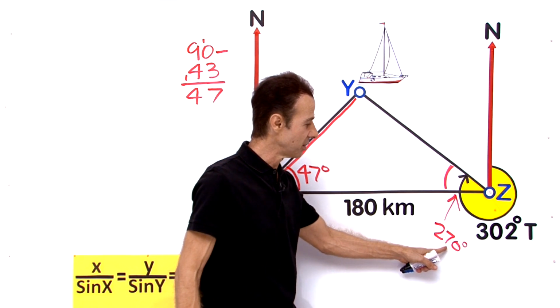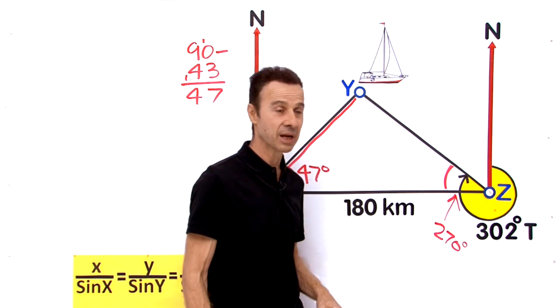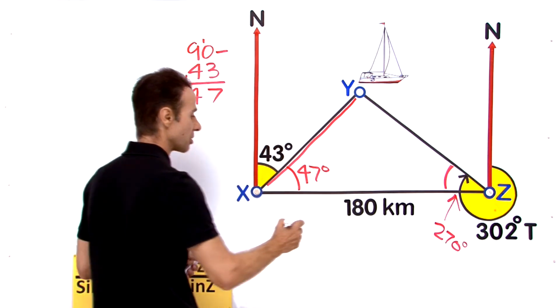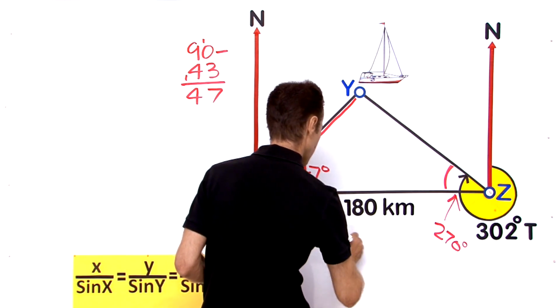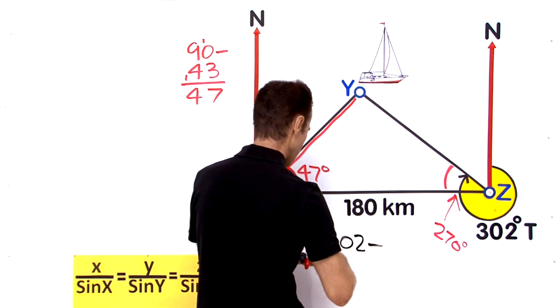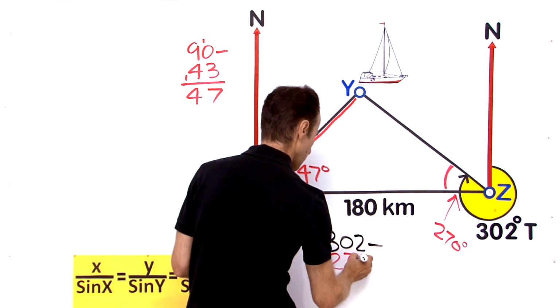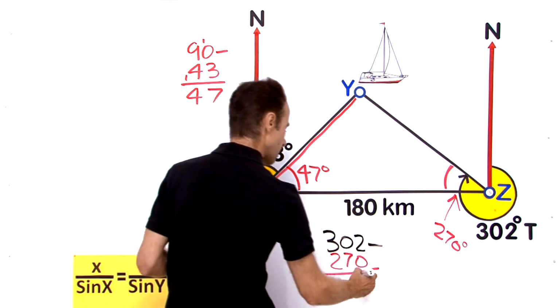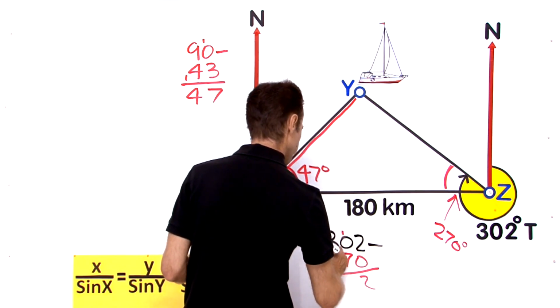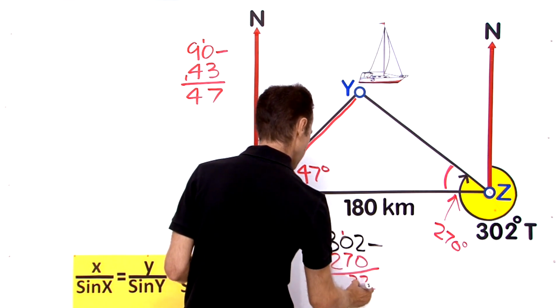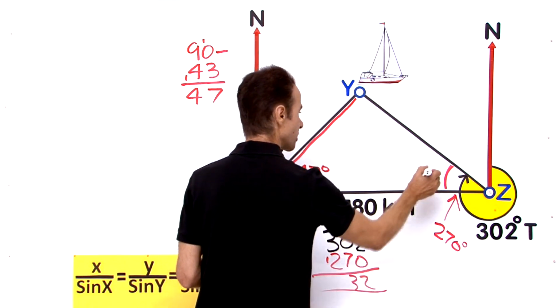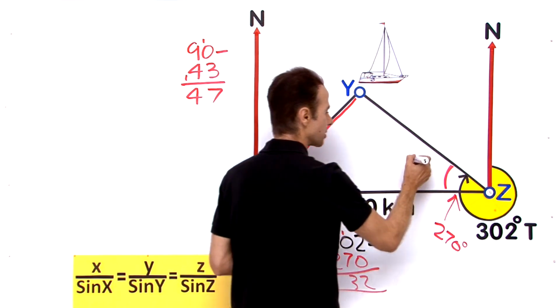So let's subtract 270 from 302. Let's go ahead and do that. So 302 take away 270. That's going to give us 2 minus nothing is 2. 10 minus 7 is 3. So it's 32 degrees. So that angle there is 32 degrees.